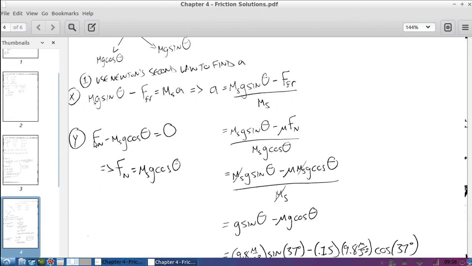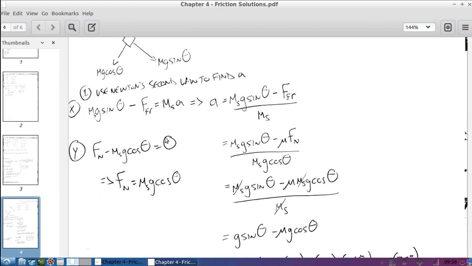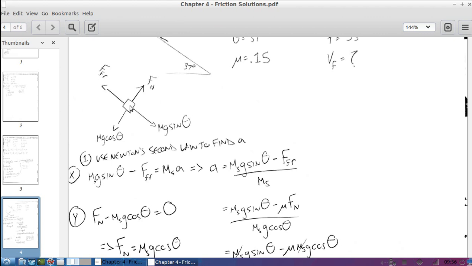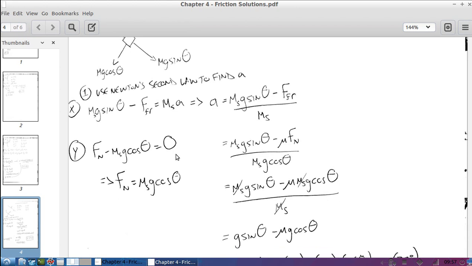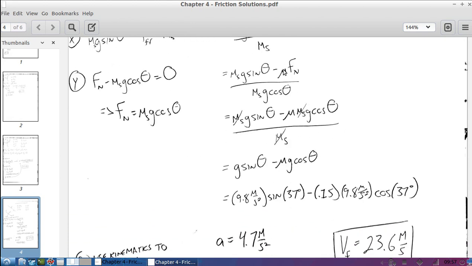I use Newton's second law in the y direction to find the normal force. Positive y is the normal. Mg cosine theta is in the negative y. So normal minus mg cosine theta, right? Not just mg. Normal minus mg cosine theta is equal to 0, again, no acceleration in the y direction. So the normal is mg cosine theta. So come over here and substitute mg cosine theta in for your normal force.